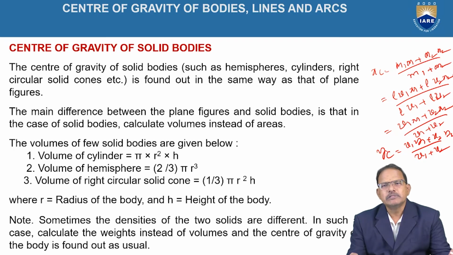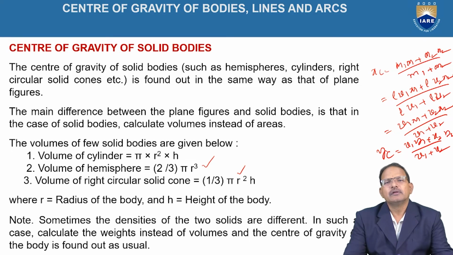The volume of the hemisphere is half of the volume of the sphere, which is equal to 2 by 3 pi r cube. Similarly, the volume of the right circular solid cone is equal to 1 by 3 pi r square h. These are the values we have to remember for determining the center of gravity of solids.